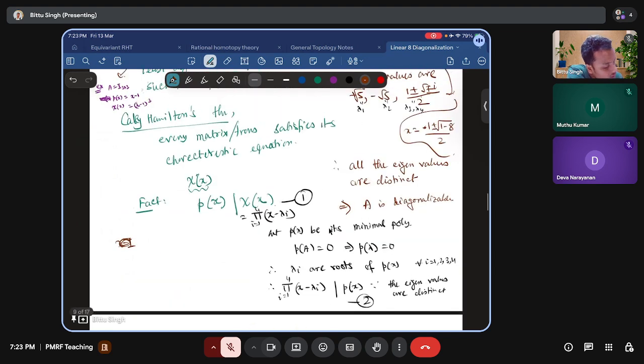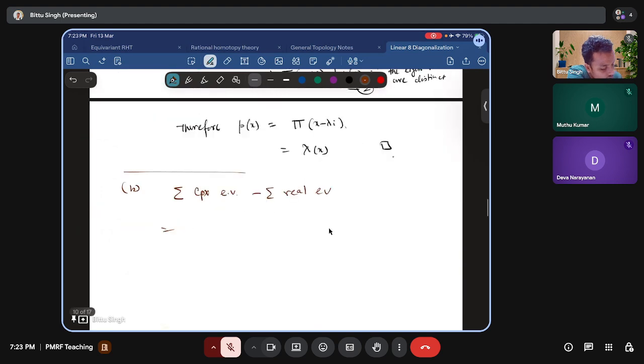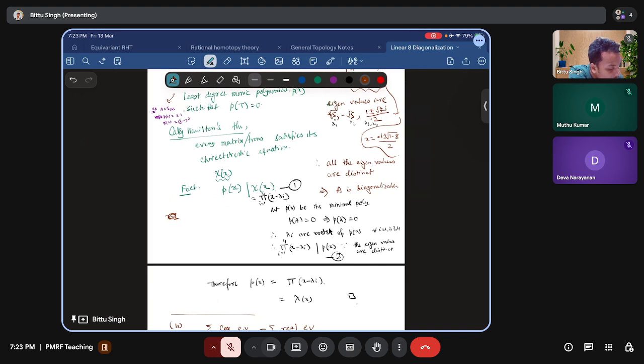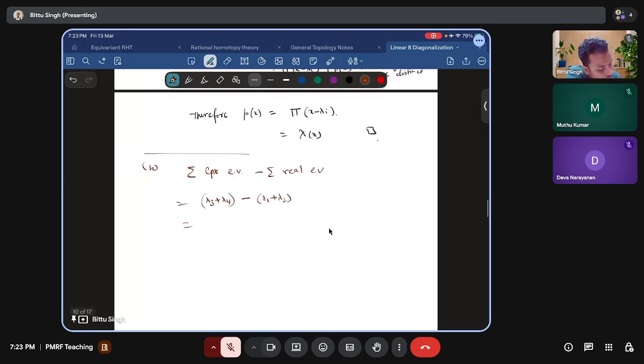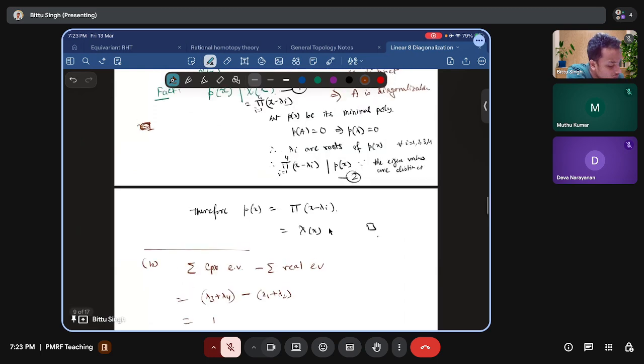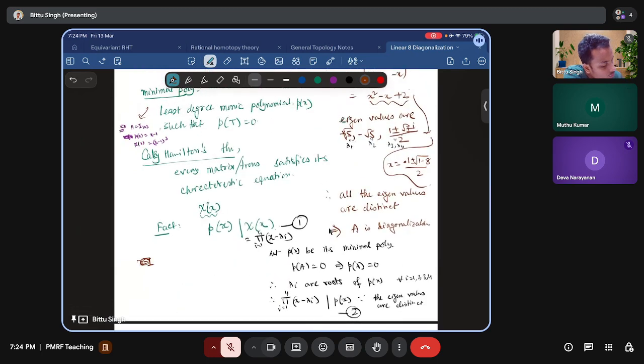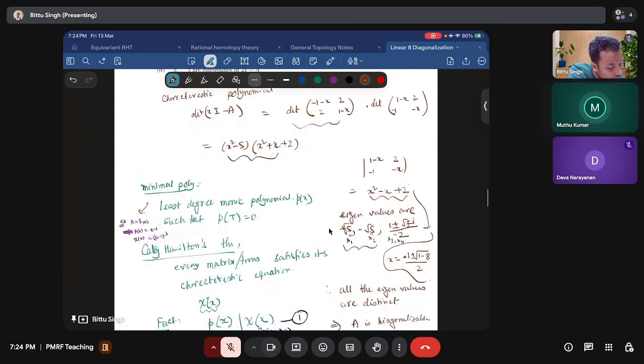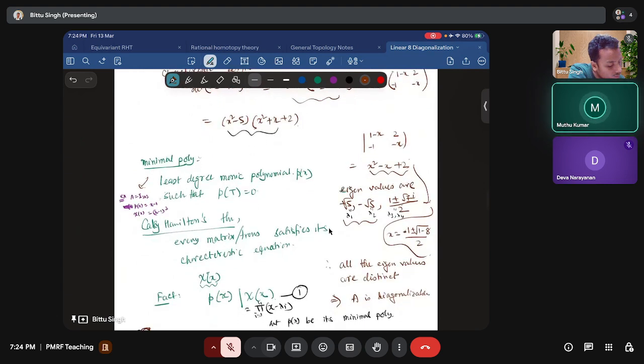So here the complex eigenvalues are (1 plus or minus root 7i) by 2. So it is actually (lambda 3 plus lambda 4) minus (lambda 1 plus lambda 2). If we add those two, we get 1 plus 1, that is 2 by 2, which is 1, minus the sum of lambda 1 and lambda 2, which is 0. Sum of the roots is minus b by a, sorry, the sum of the roots is minus the coefficient of x by the coefficient of x squared.